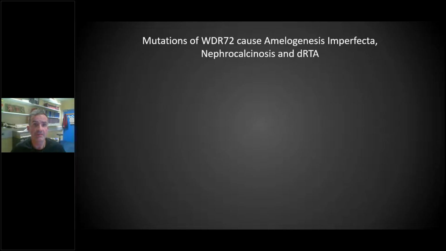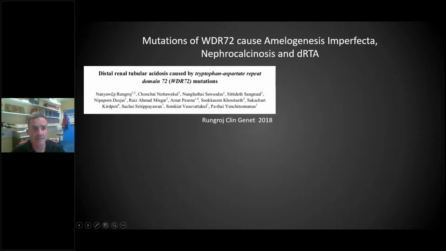At the same time, mutations of another molecule were found to cause dRTA, and this was really described in northeast Thailand, in fact, where most of the autosomal recessive AE1 mutations have been described. So by the same group, and this is mutations in a binding and scaffolding protein called WDR72. And this caused a syndrome of amelogenesis imperfecta, so that's hypomineralization of teeth, nephrocalcinosis, and distal renal tubular acidosis. This was first described by Rungroj and this chap here, Piyatida Yenchitsomanus. He's done loads and loads of work on dRTA in northeast Thailand.